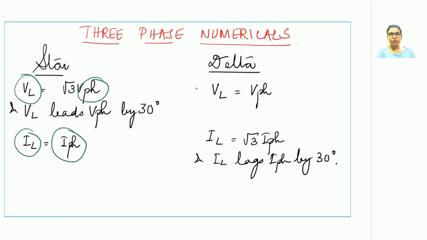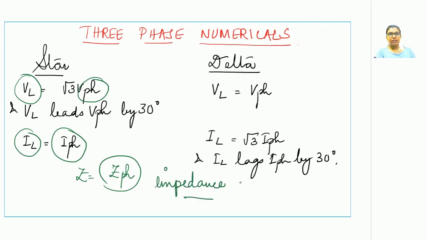But once we start solving the numericals, we will come across another important parameter that we have already encountered in our single phase numericals, and that parameter is Z phase or Z only. This Z is the impedance, and the impedance is the impedance of the load. So for a three-phase connection, when we will be solving the numericals, this impedance per phase will play a very important role.